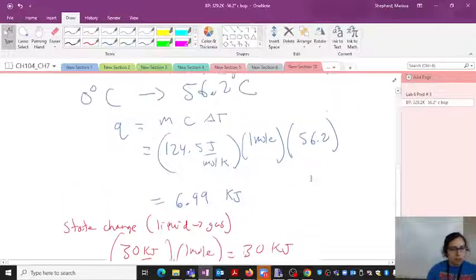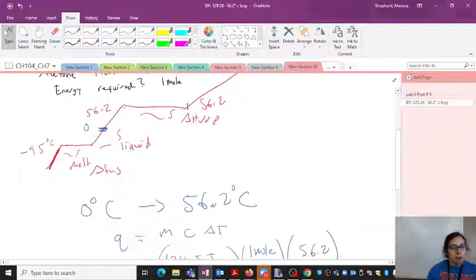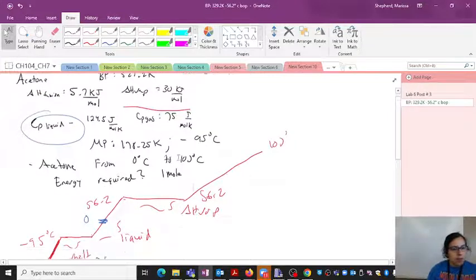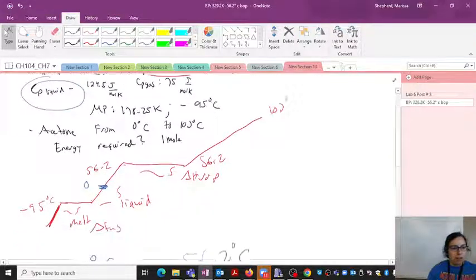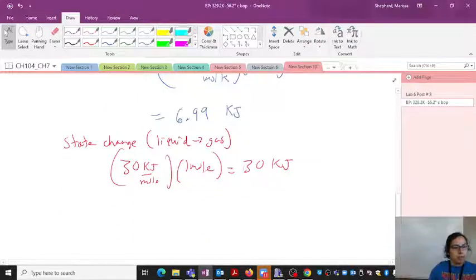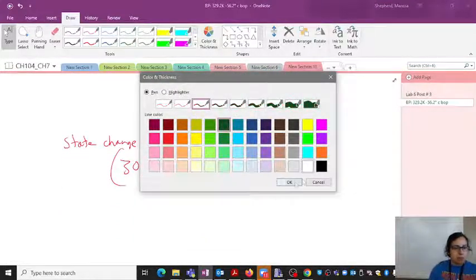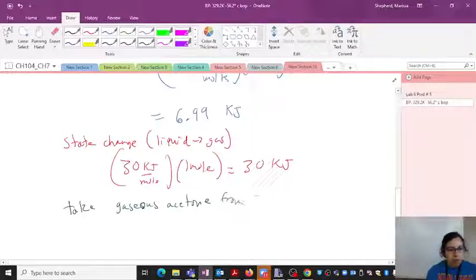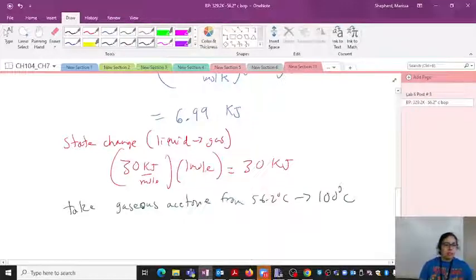So now we've just done the transformation. So now we have a bunch of gaseous acetone sitting at 56.2 degrees Celsius. And then the last part asks, well, let's take it to 100. So now let's go through that last bit of transformation. So now we need to take our gaseous acetone from 56.2 degrees Celsius all the way to 100 degrees Celsius.